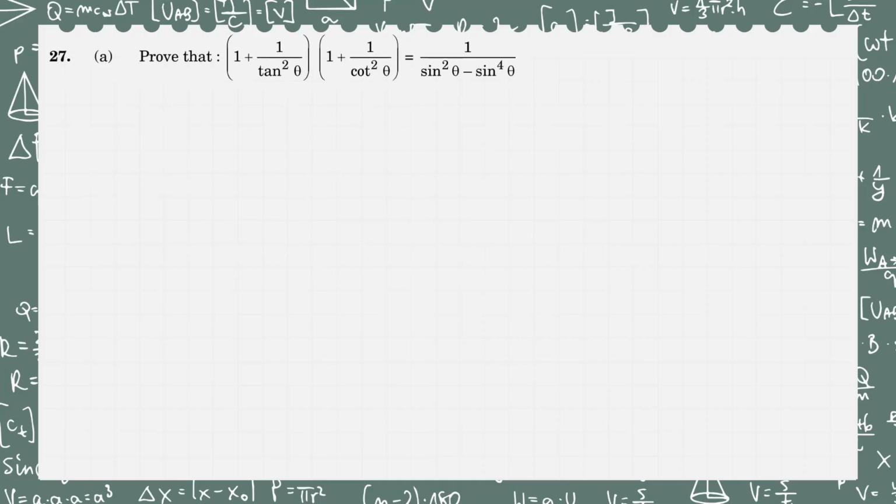Sum 27 has two choices. The first one is: prove that (1 plus 1 by tan square theta) multiplied by (1 plus 1 by cot square theta) is equal to 1 by (sin square theta minus sin power 4 theta). When we need to prove something, we need to start the proof from the most complicated side. The LHS is the most complicated side, so we need to start from there. Let us see how we can prove this.